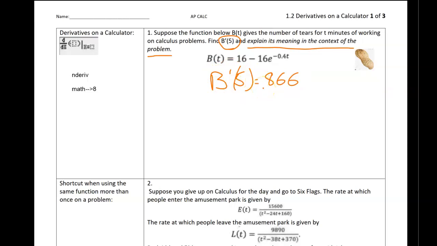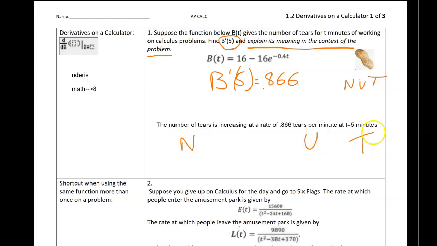So again, we got that number off of our calculator. You're doing the work of interpreting. So we're going to use our noun, unit, time interpretation, and you're probably at the point where you can write that on your own. I'll give it to you in a few seconds so you can check. So here is my interpretation. So I have my noun, my unit, and my time. Noun at time. Number of tires is increasing at a rate of, because it's a derivative, 0.866 tires per minute at t equals 5 minutes.